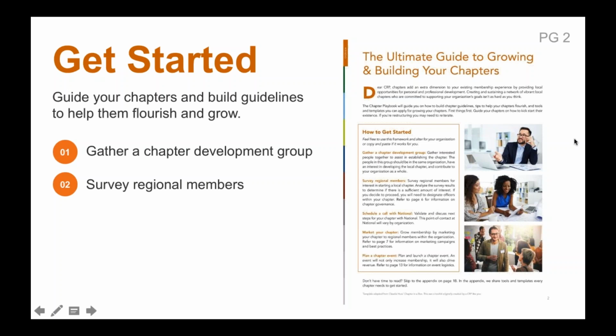So get a cadence of a monthly call going, get a cadence of regularly talking to them and getting feedback from them on their challenges, their pain points, on things that they're looking for from HQ, so on and so forth. That is something as a CRP we believe is vital for your guys' function and role.